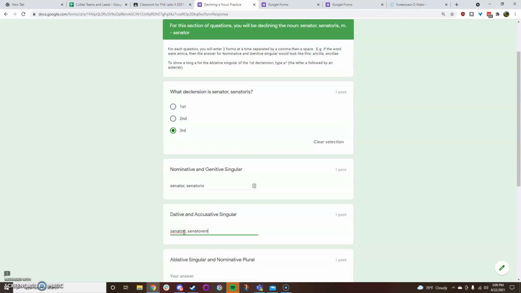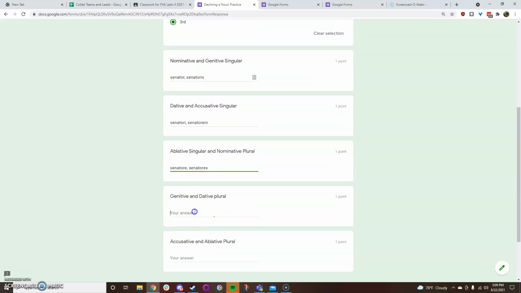And I'm going to start adding those third declension endings on. Senatori, senatorum. Next one down, senatore, senatoris for the ablative singular and nominative plural. Genitive plural, senatorum for the ending. Dative plural, senatoribus. Okay. Accusative plural, senatores, and ablative plural, once again, senatoribus.